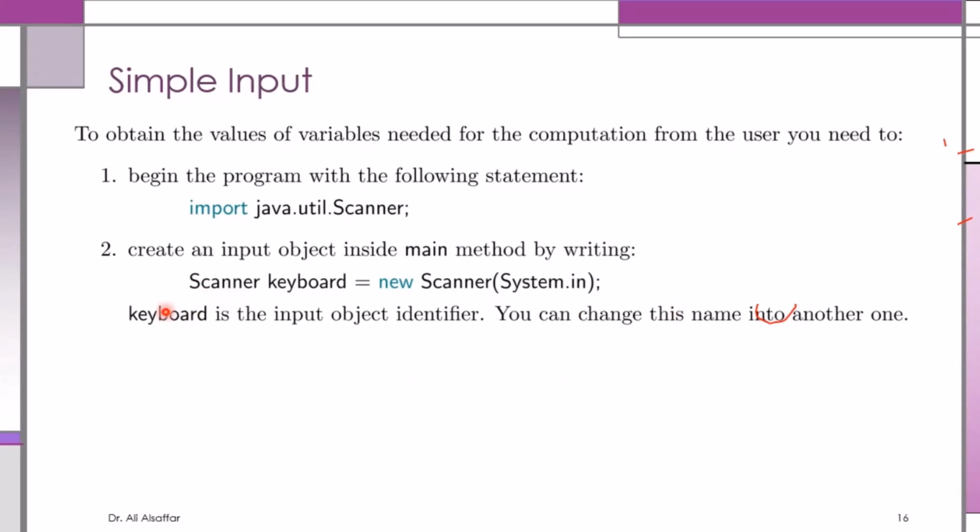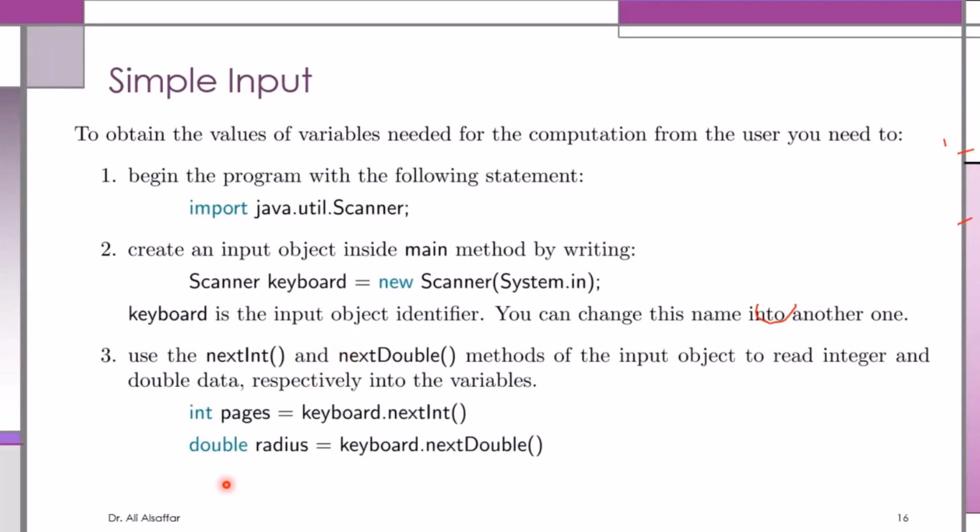Now how to read? After you define the variable, which is called keyboard, by the way, you can name it input, kbd, n, anything you like. But now it is called keyboard. Third step, after you define the variable, you use a dot, and then you put what is called a method name. If you are reading an integer, you write nextInt. If you are reading a double, then you need to write nextDouble.